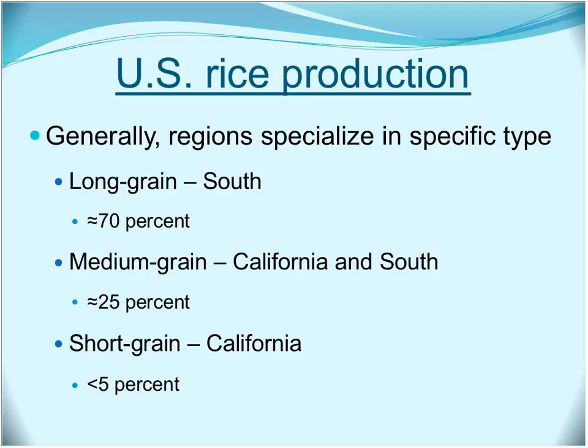Most of the medium grain rice in the South is grown in Arkansas, and that medium grain rice makes up about 1/4 of the U.S. production annually. And short grain rice is grown pretty much specifically in California and usually makes up around 2-3% of the total annual production.